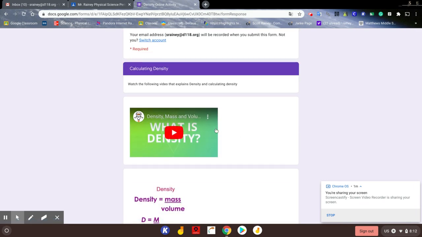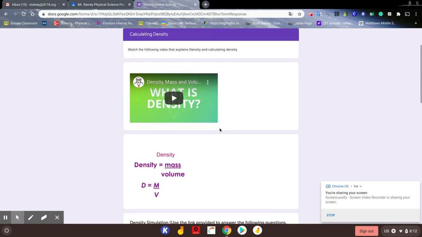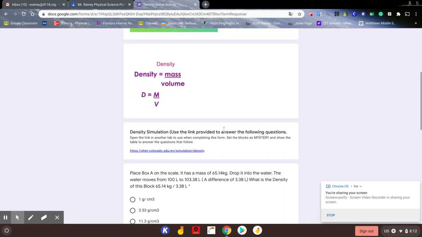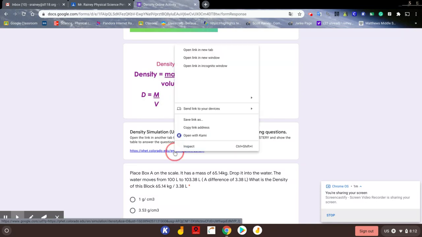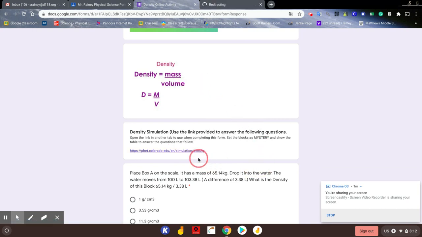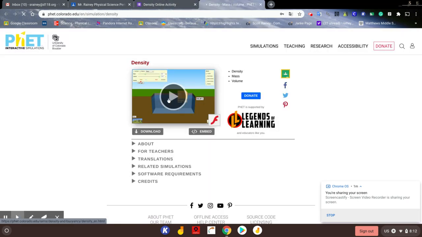Okay, we're going to start. I'm not going to watch the video, but you can watch the video about density. To calculate density, density is mass divided by volume. Now, to do this, I right-click and open the link in a new tab. If you are not using a mouse, hitting the bottom right part of your pad should be the same as a right-click. This way I have access to my simulation that I want to use.